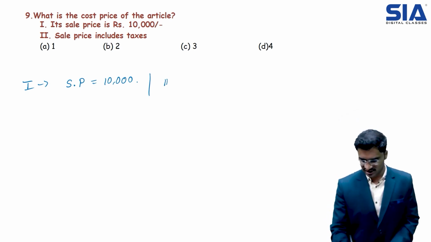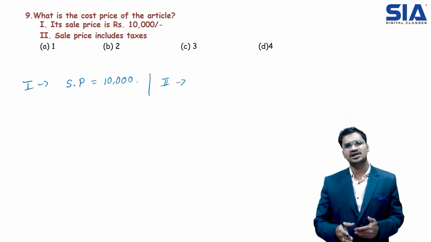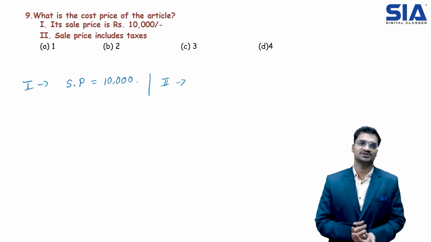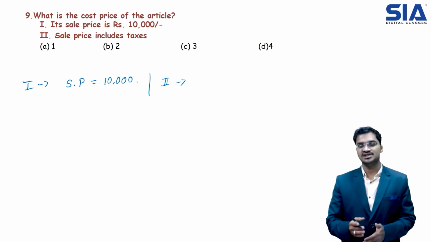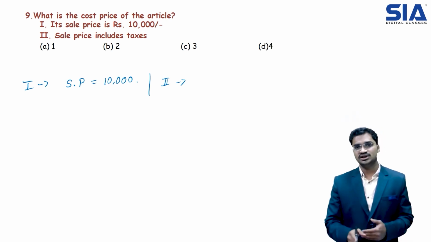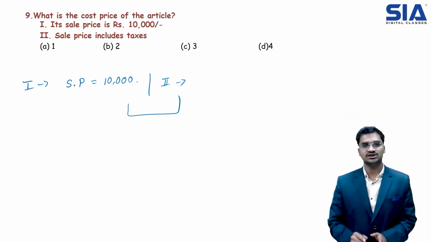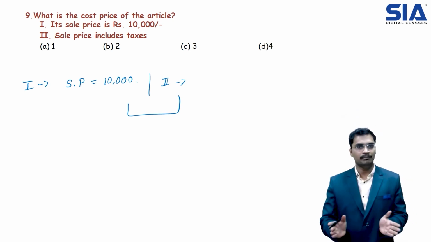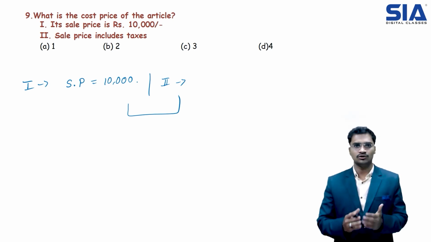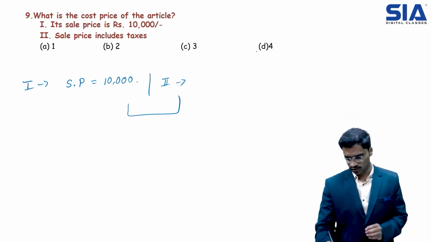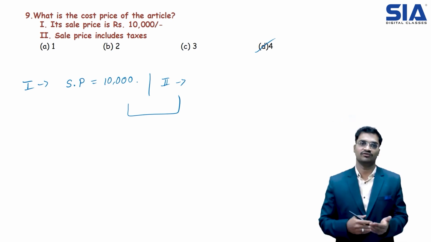Now the second statement says that the sale price includes taxes. So the sale price is including taxes, but how much percentage? He has not given that. And after selling, is he gaining or losing? This information is also not given here. So by combining the first statement and the second statement, I cannot answer the question, what is the cost price? So the answer is what? Option D, because statement 1 and statement 2 combinedly are not giving me the answer.